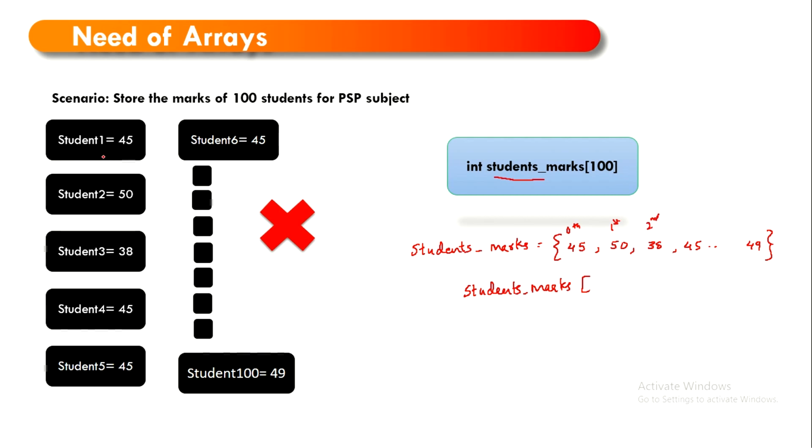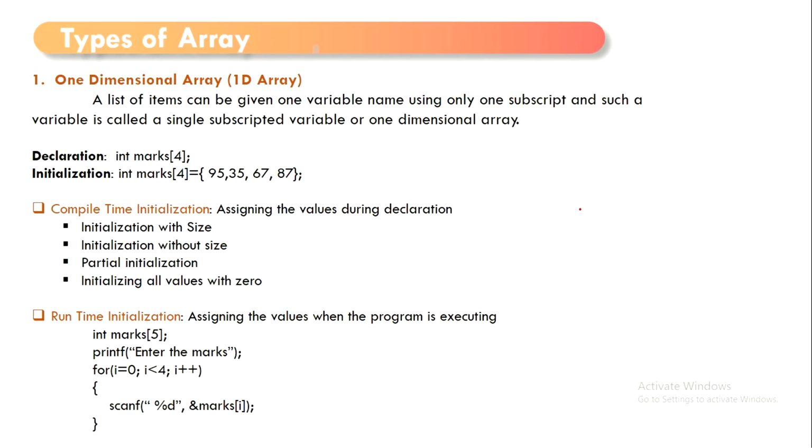If we want to access the marks of student 1, we need to say that the index value is 0. Suppose we need to print the marks of the first student. What we can do is just say take the marks from the 0th index and print it. This is the simplest way of handling more data using one variable. So this is why arrays are needed in programming.